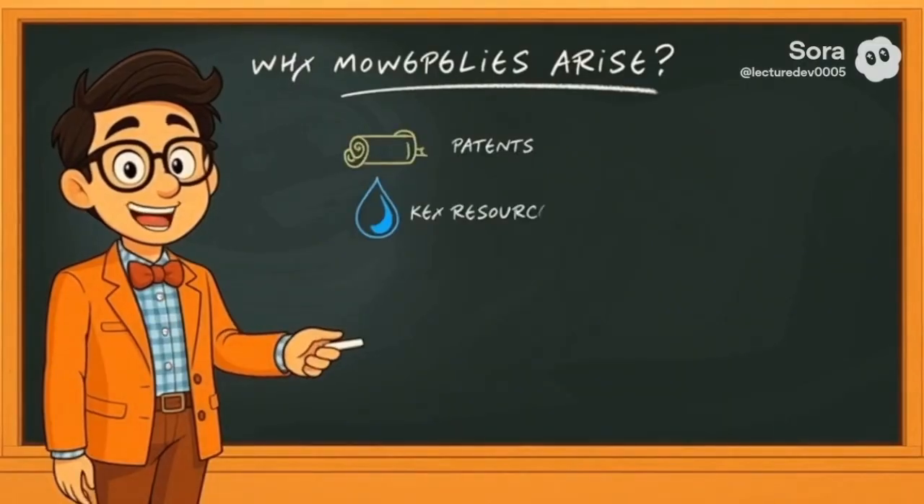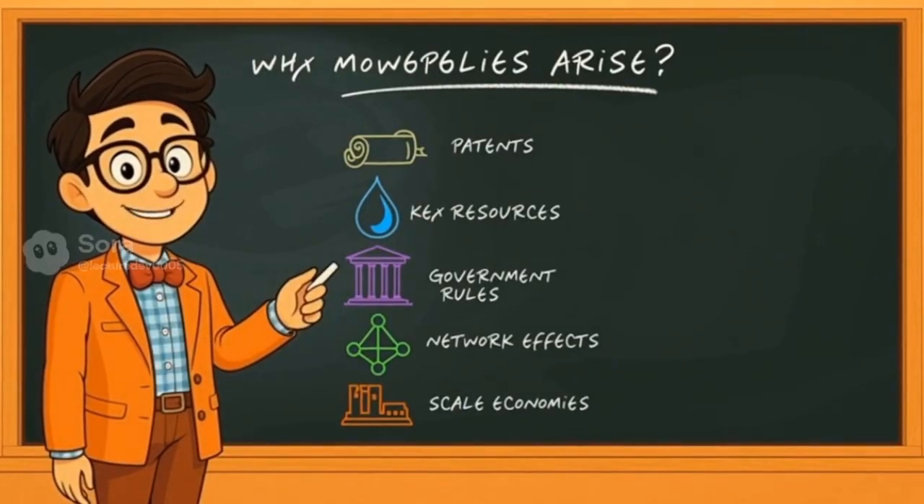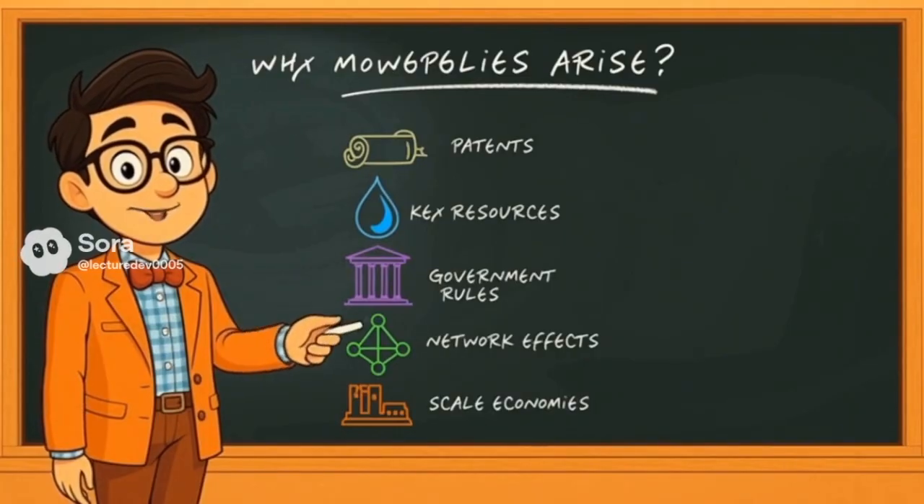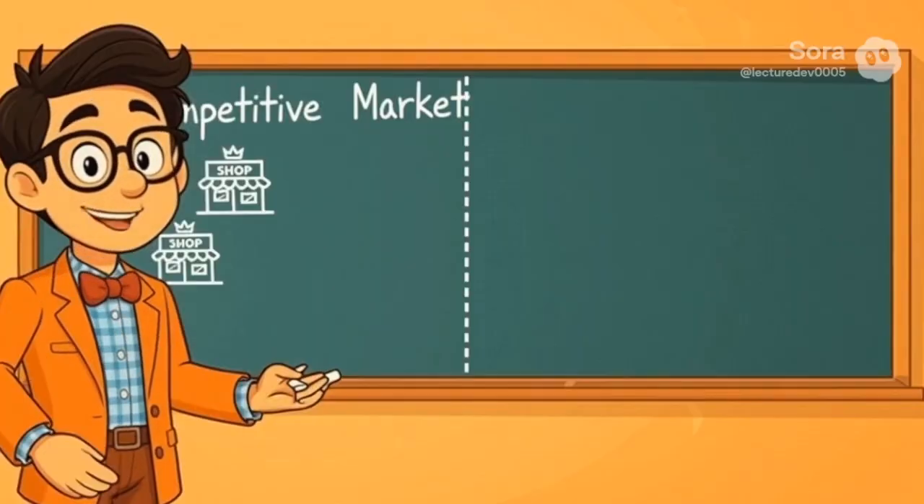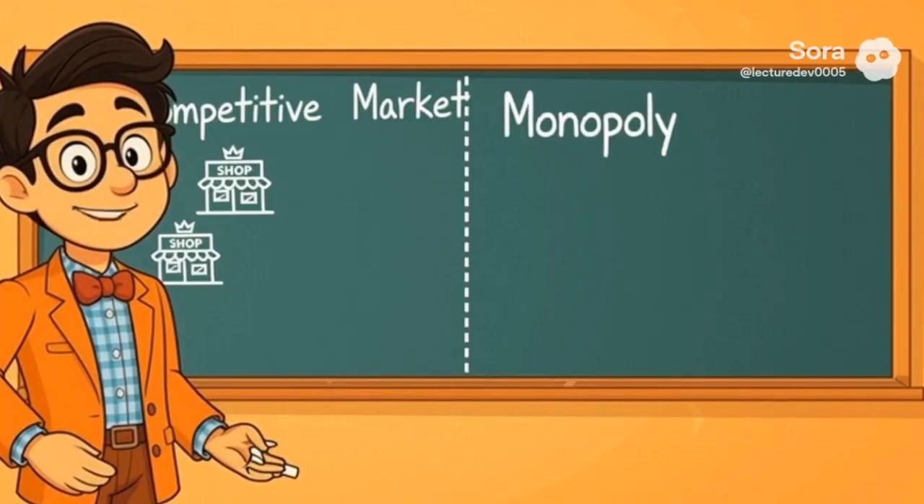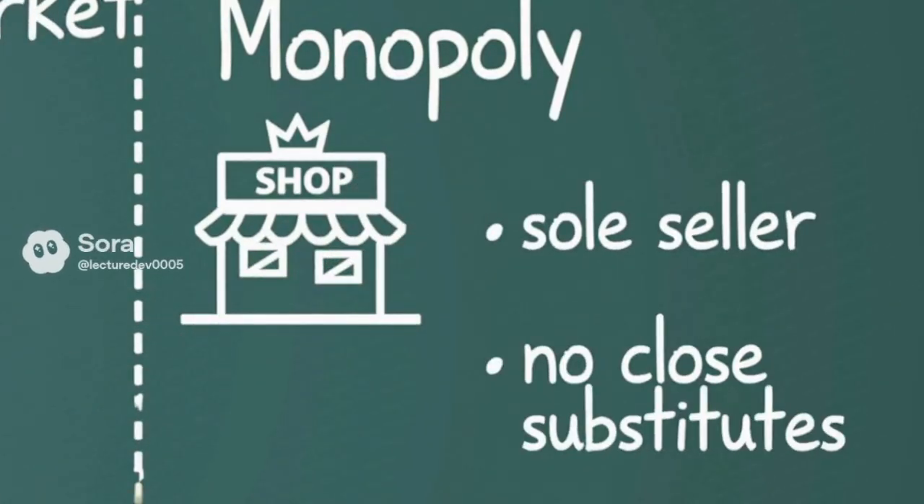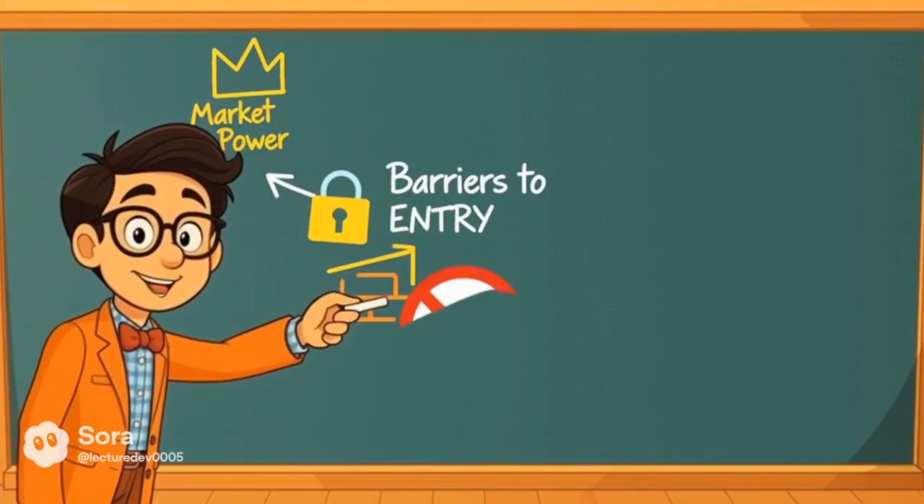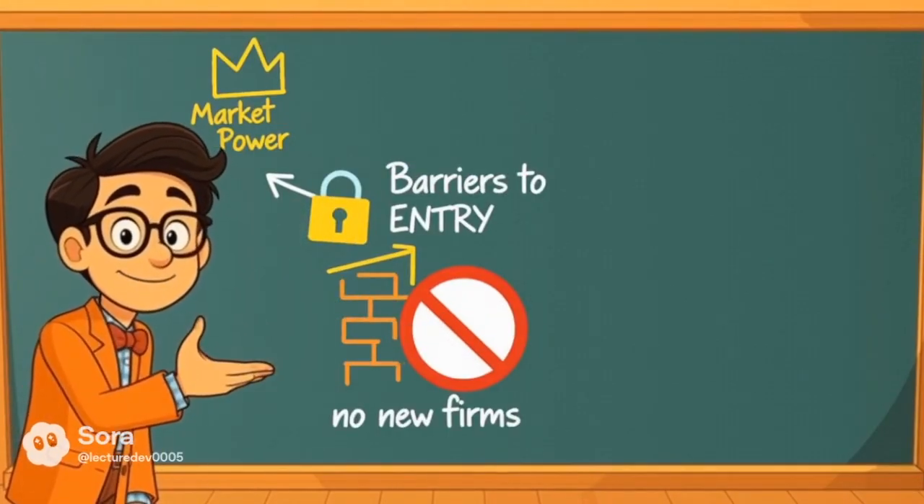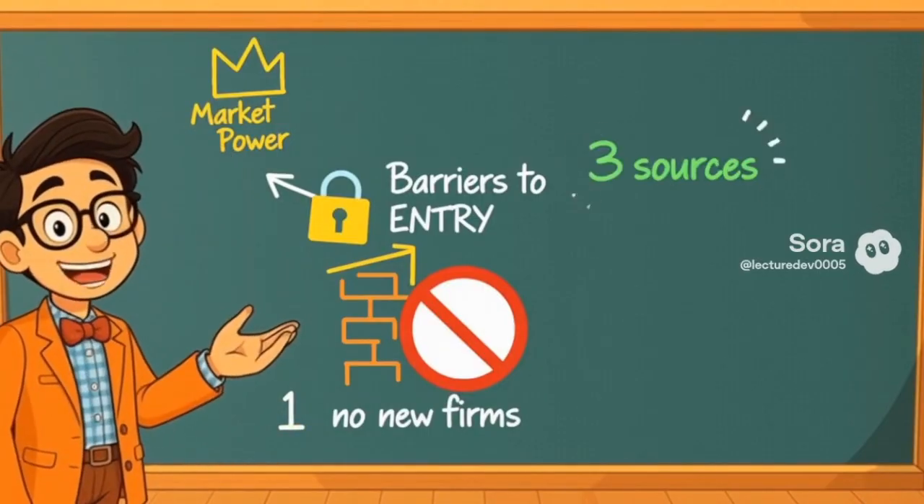Hello, everyone. Today we're exploring why monopolies arise and the different sources of monopoly power in real-world markets. In contrast to competitive markets, a monopoly is a firm that is the sole seller of a product, with no close substitutes. This market power arises when barriers prevent other firms from entering the industry. We'll look at three major sources of monopoly power.